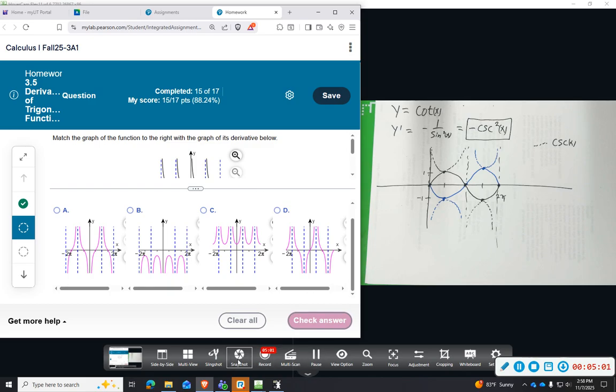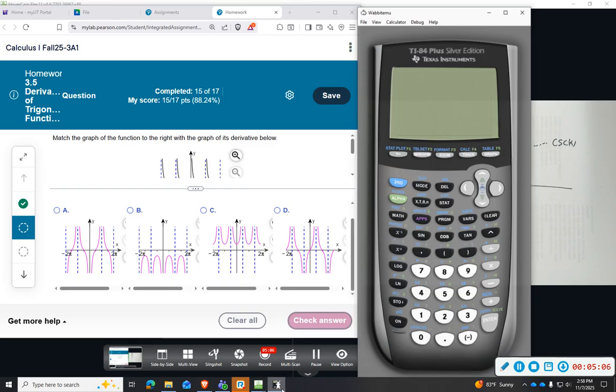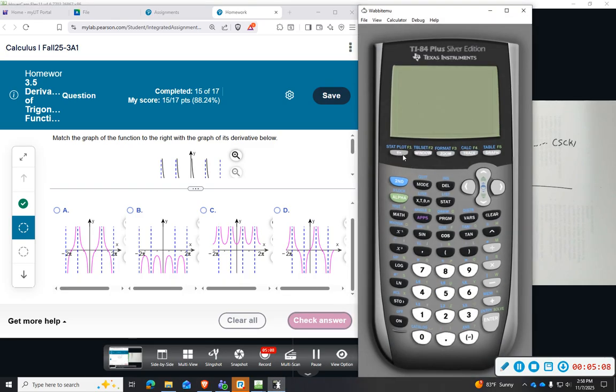Okay, so let's pull up a graph. We are looking at negative 1 divided by sine of x, squared.